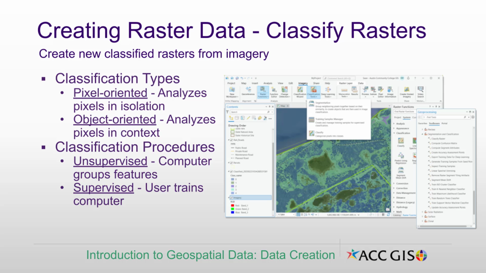On the analysis ribbon, if I click on the tools button, it opens up the geoprocessing pane. And if you open the image analysis toolbox, you'll see I've got an entire tool set with a bunch of geoprocesses that allow me to segment and classify my data.